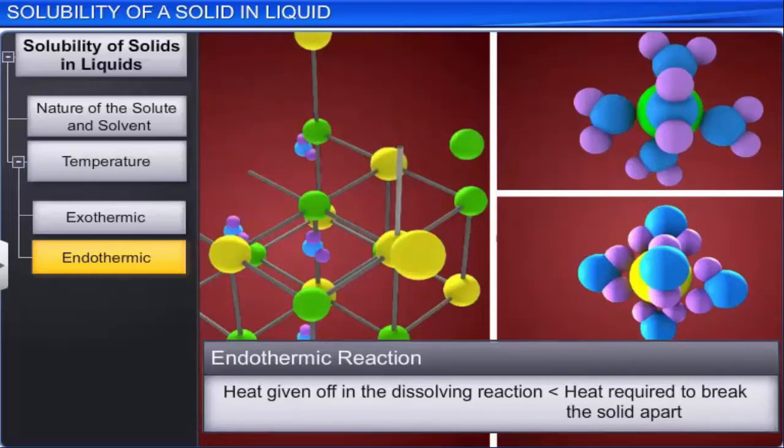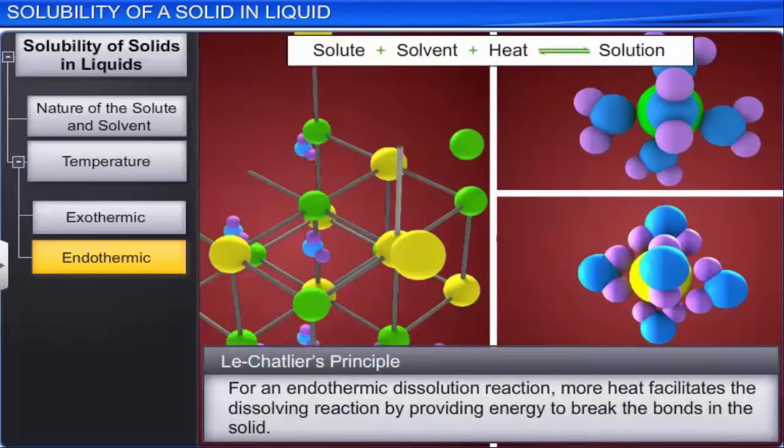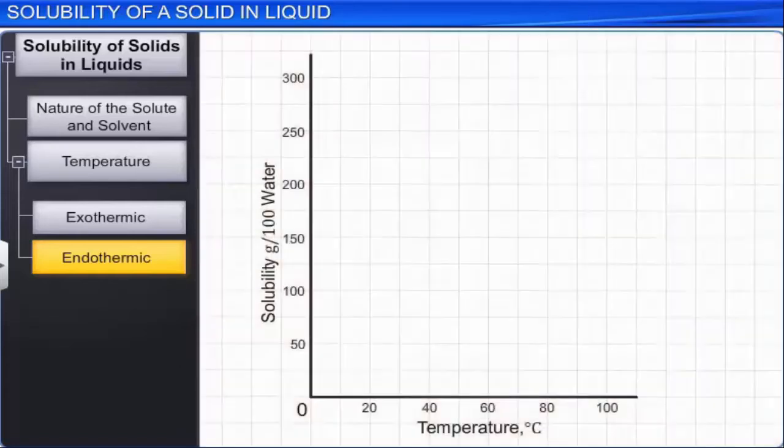As per Le Chatelier's principle, for an endothermic dissolution reaction, more heat facilitates the dissolving reaction by providing energy to break the bonds in the solid. The solubility of most substances like sodium nitrate, sodium chloride, and potassium nitrate increases with an increase in temperature.